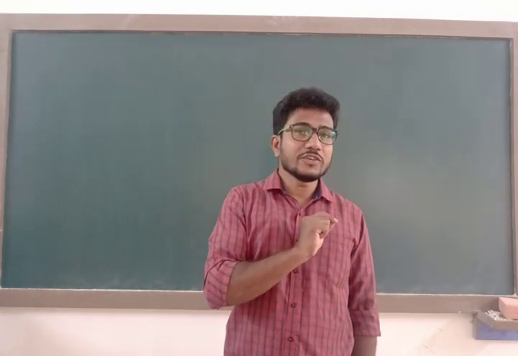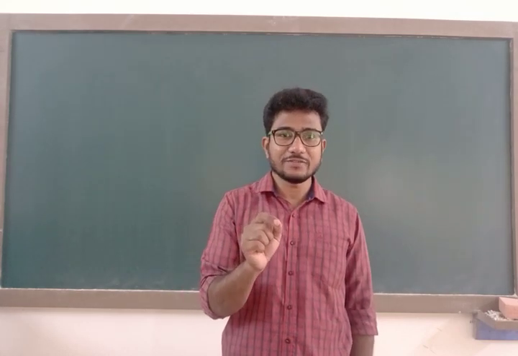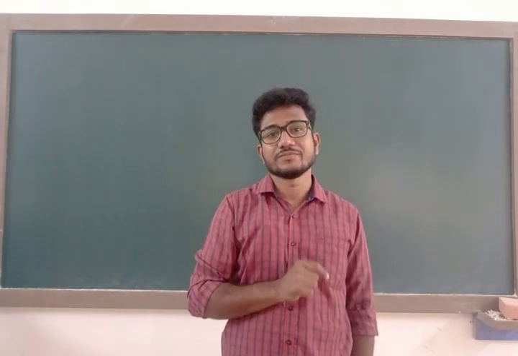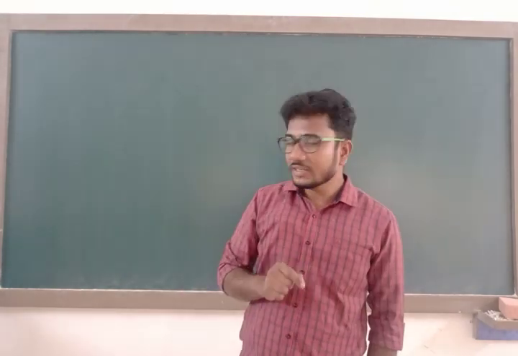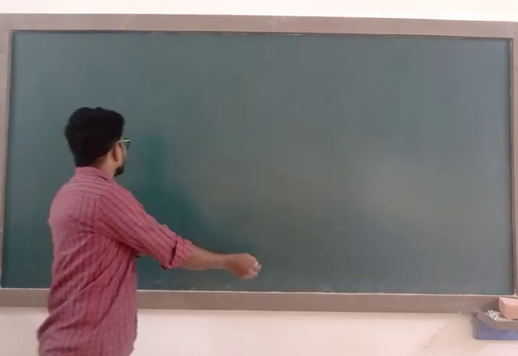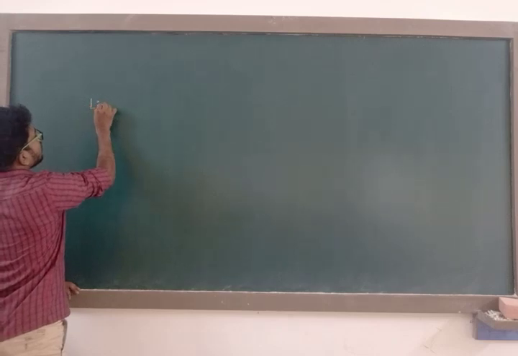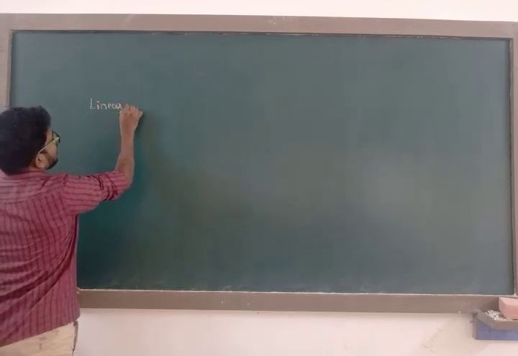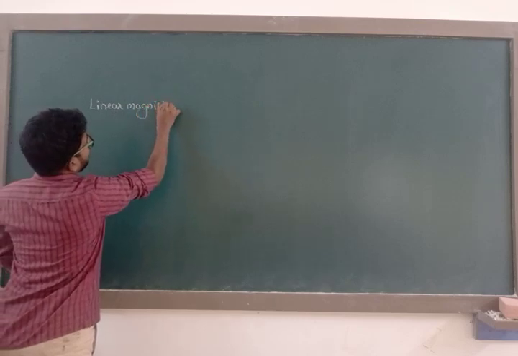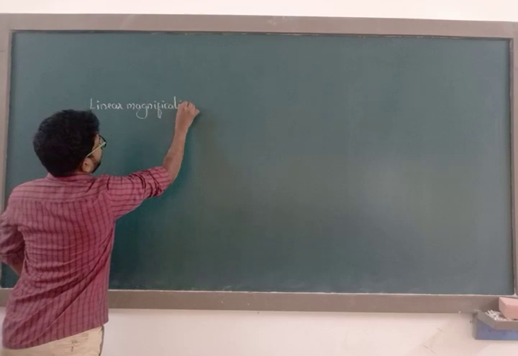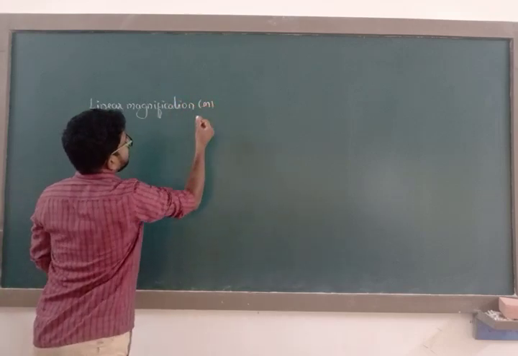And there is no unit and no dimensional formula for this linear magnification. So this linear magnification is just a number. So let us note the definition for linear magnification. Linear magnification is represented by small m.